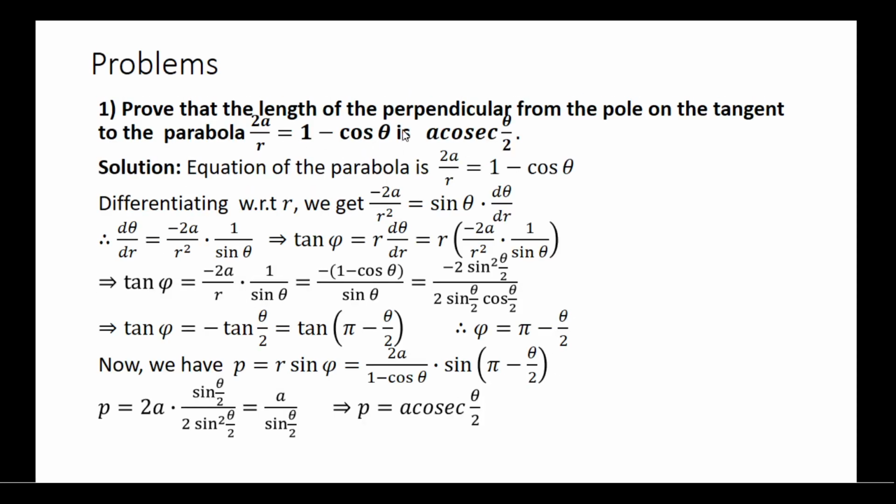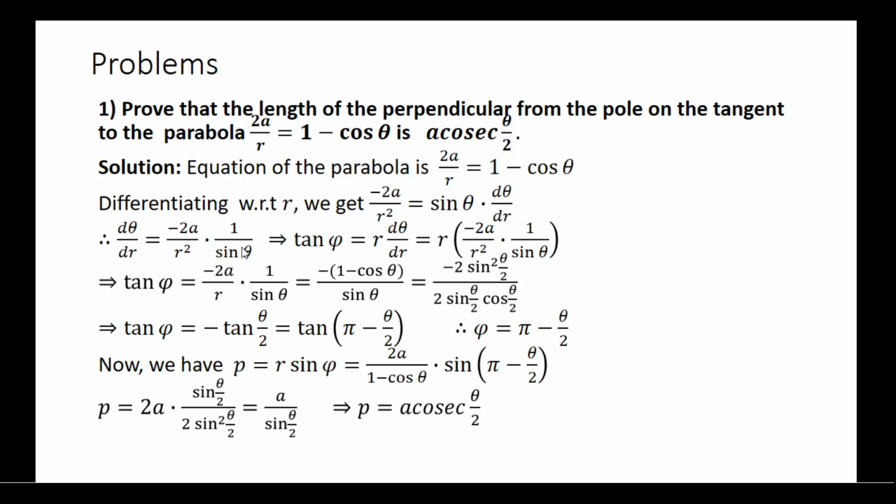Now from the given curve, differentiate this curve with respect to r. So this 2a is constant. 1 by r differentiation is minus 1 by r square, equal to 1 minus cos theta differentiation is sin theta. Since we are differentiating with respect to r, it's d theta by dr. So we want d theta by dr. Keep this and transfer the other terms to the LHS. You will be left with d theta by dr equal to minus 2a by r square into 1 by sin theta.